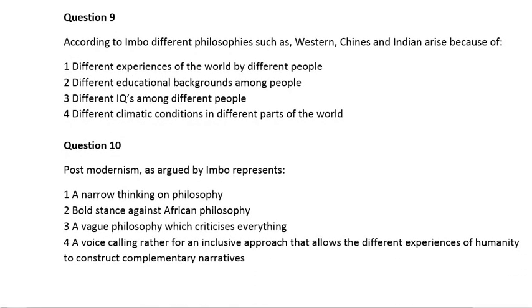Question 9. According to Imbo, different philosophies such as Western, Chinese, and Indian arise because of, number 1, different experiences of the world by different people. Number 2, different educational backgrounds among people. Number 3, different IQs among different people. Number 4, different climatic conditions in different parts of the world. So guys, the correct answer is number 1, which is different experiences of the world by different people.